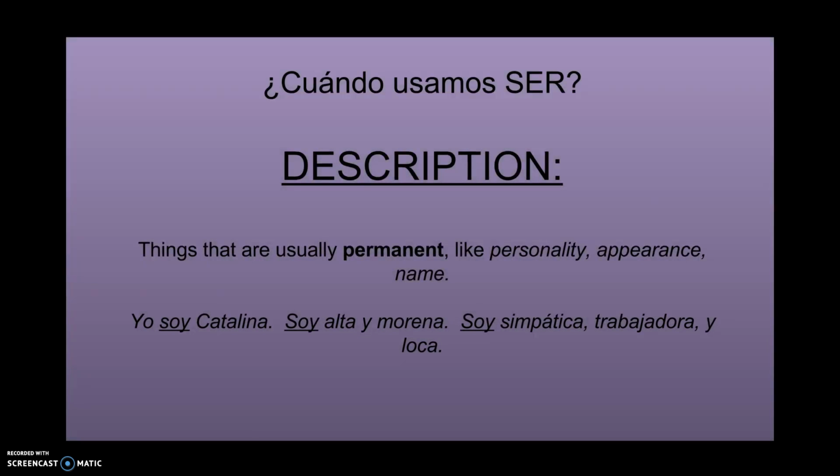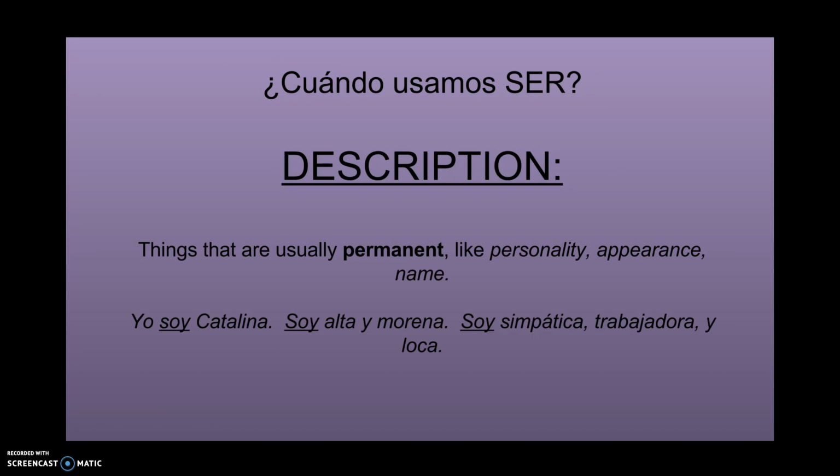When we're talking about description, we're talking about things that are usually permanent, like someone's personality, someone's appearance, someone's name. So the example that we have here that we should write down is yo soy Catalina, soy alta y morena, soy simpática, trabajadora y loca.